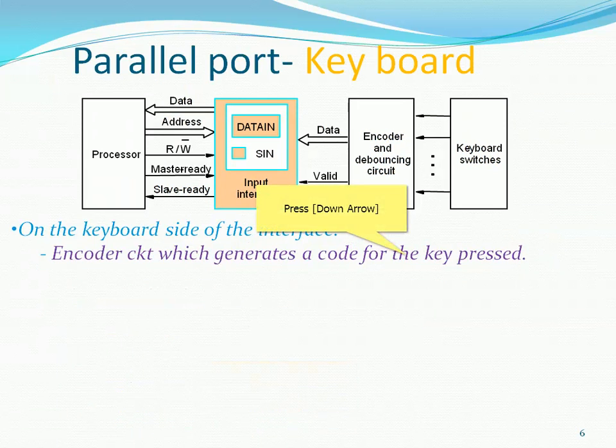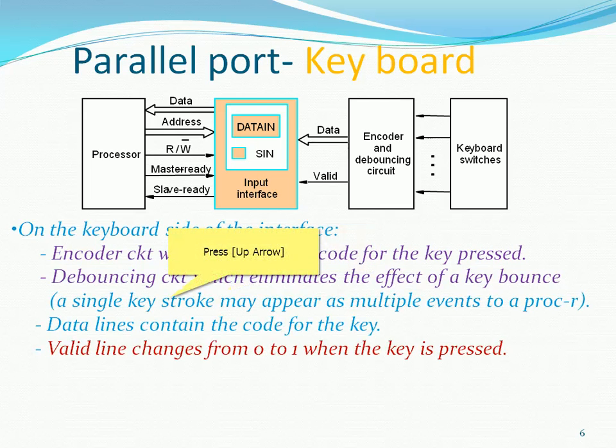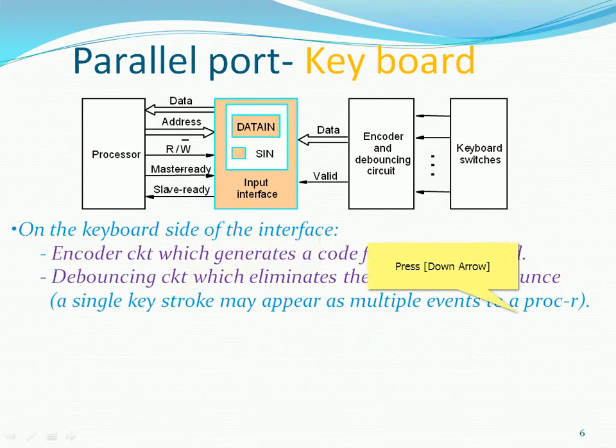Continuing with the parallel port, on the keyboard side of the interface the encoder circuit generates the code and certifies that the proper key has been pressed by the user. The debouncing circuit eliminates the effect of key bounce. Sometimes the key is not pressed properly, with slow pressure, and sometimes the bounce gives more events. So the debouncing circuit looks at threshold values, takes an average, and tells that the proper key has been pressed. A single key stroke may appear as multiple events to the processor.